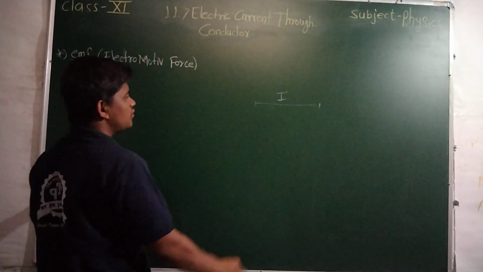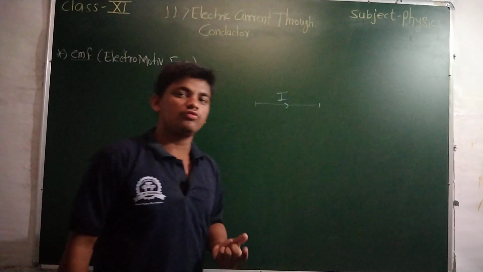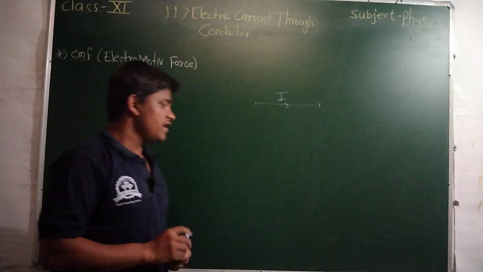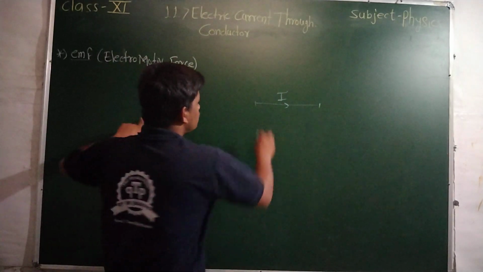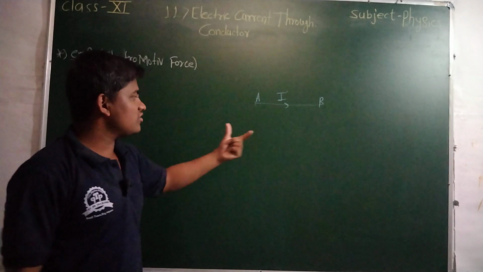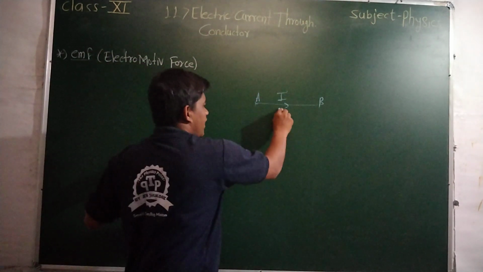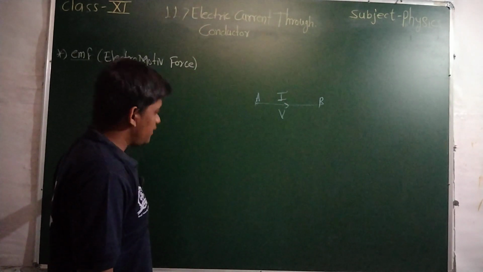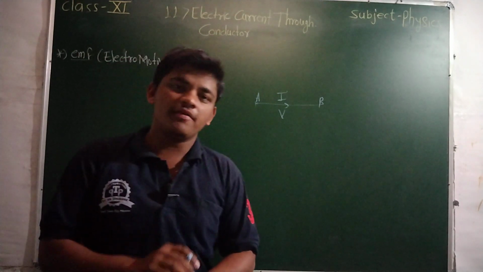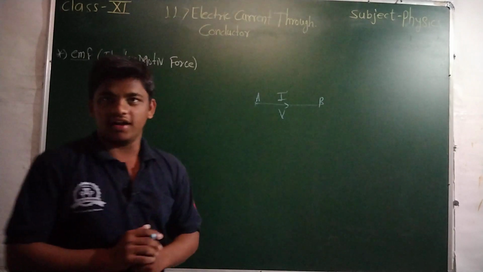When some current flows through a conductor, consider this is the conductor and current is flowing through it. Current is the rate of flow of charges with respect to time. The current flows from point A to B, and the potential difference across the ends of the conductor is V. This is our fundamental knowledge about electric current through conductors.